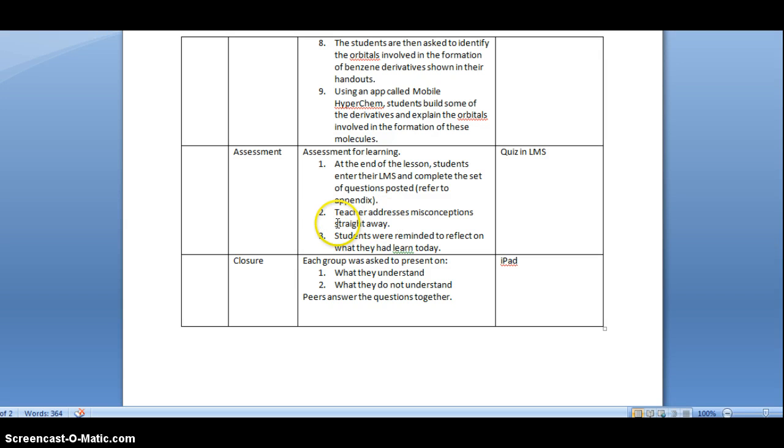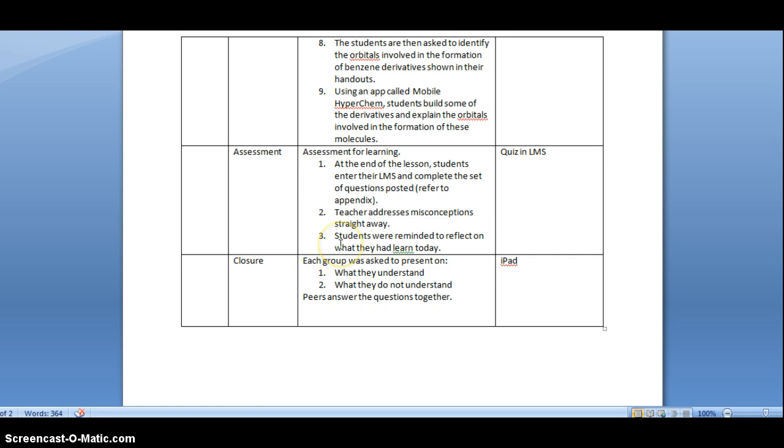Okay. Second, the teacher addresses misconceptions straight away. So when you do an online quiz in the learning management system, for example, and the teacher can view the answers, the teacher can actually see some misconceptions and address those misconceptions straight away rather than wait for next week.